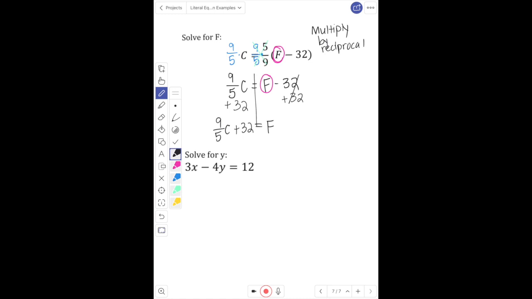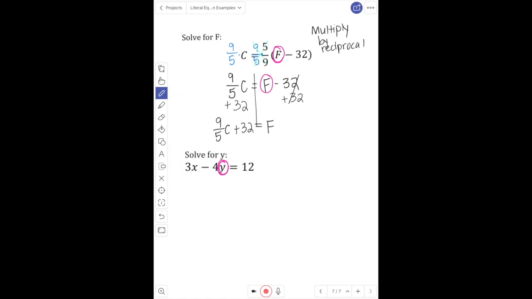Now, the last problem is probably the most common literal equation that you're going to use. This is a linear equation. It's in standard form. But a lot of times when we're using standard form equations, we need to put it into slope-intercept. So we would need to solve for y. So we're going to practice that skill here with a literal equation.